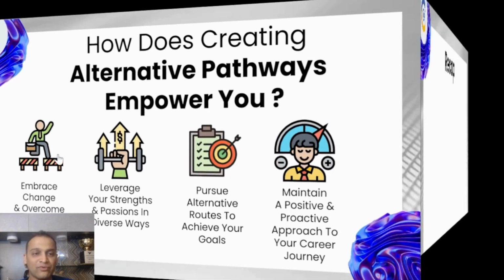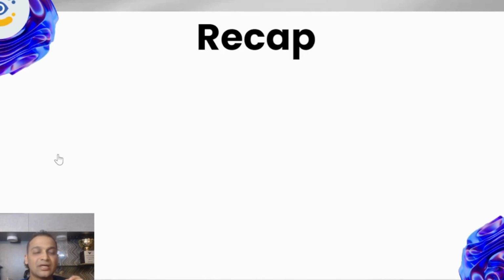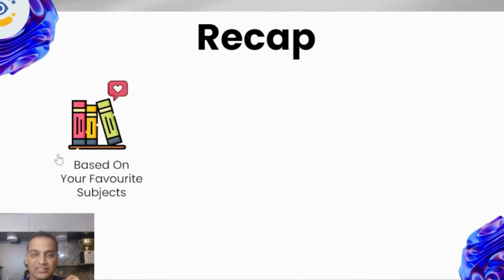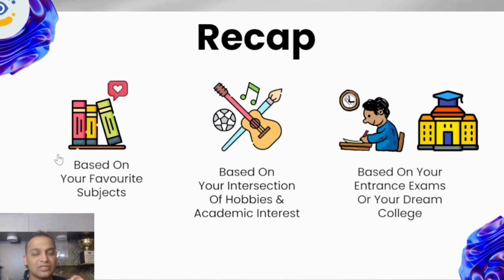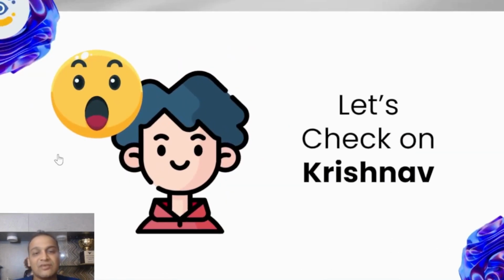So to recap, what we saw is that we can choose career pathways in various ways. One is based on favorite subjects, another is based on the intersection of hobbies and academic interest, and another is based on entrance examinations and your dream college. So Krishna has gained insights into the importance of having multiple career plans and the significance of flexibility in his career journey. I hope you are also getting the same insight. He understands that life can be unpredictable and having alternate pathways can help him overcome challenges and achieve his goals. So Krishna is already gearing up and also super excited to create a comprehensive career plan that aligns with his strengths and passions. So are you ready to incorporate these valuable insights into your career path?